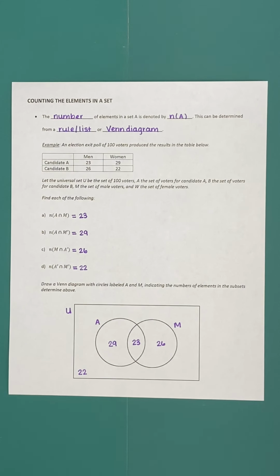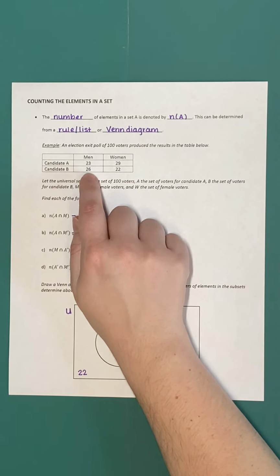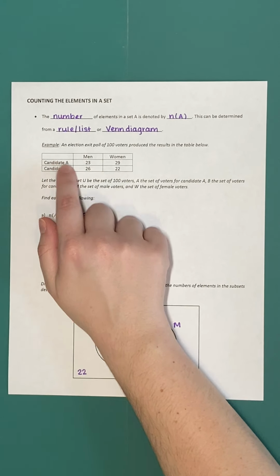Okay, so an election poll of 100 voters produced the results in the table below. So we've categorized people, whether they were male or female voting, and then who they voted for.